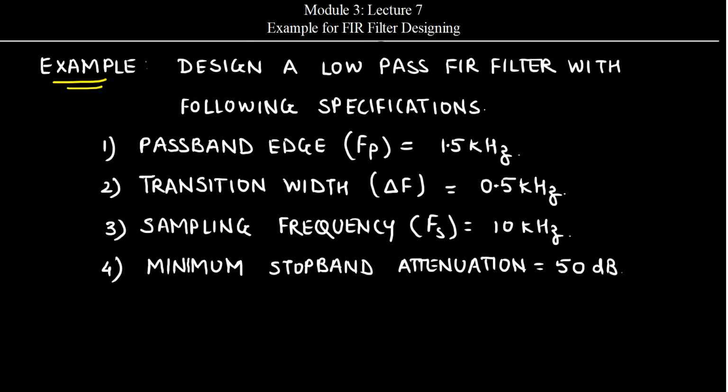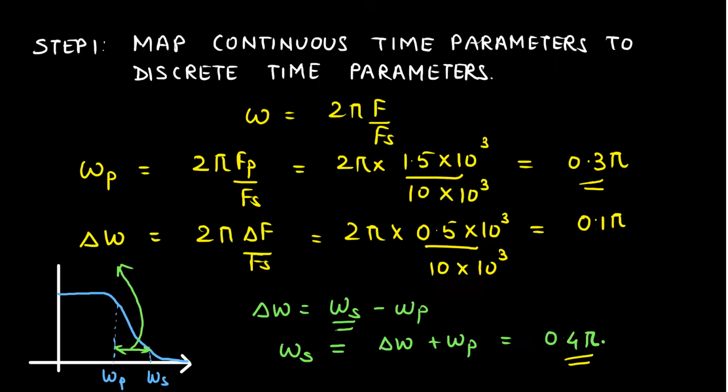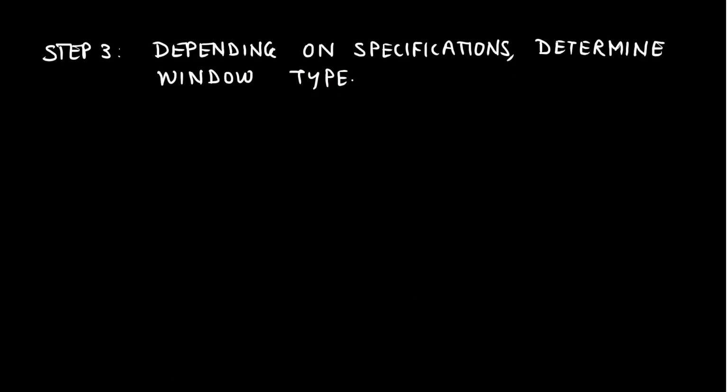So the specifications that we have are passband edge, transition width and sampling frequency, and also the minimum stopband attenuation, which is given as 50 dB. So using this specification we can very well determine the window that we need to take. So let us look at the table of the parameters for a window.